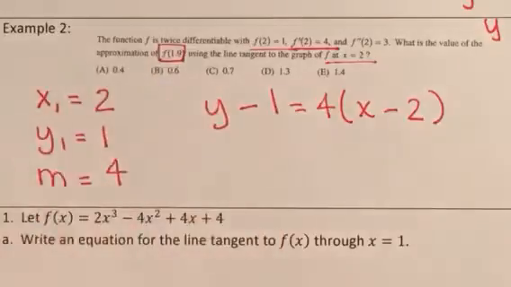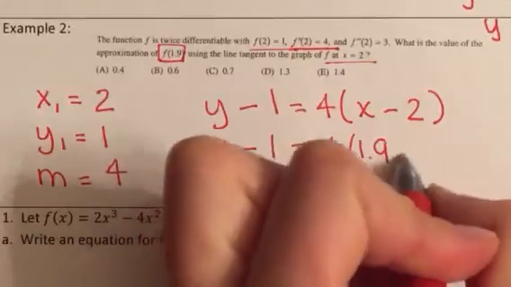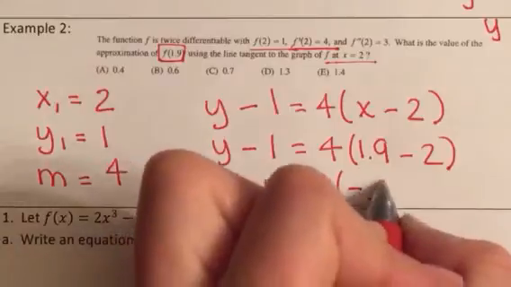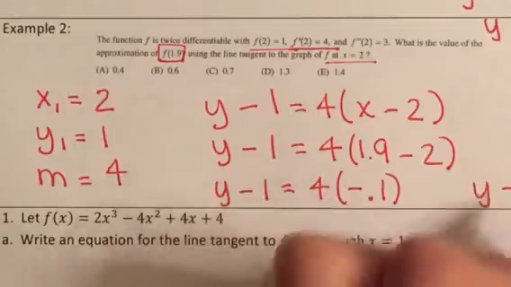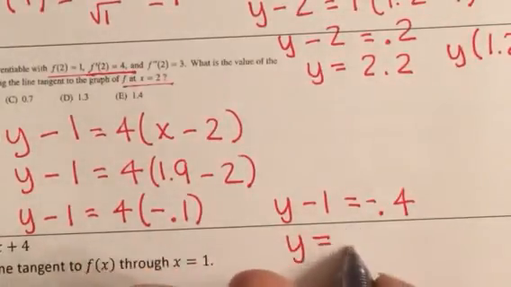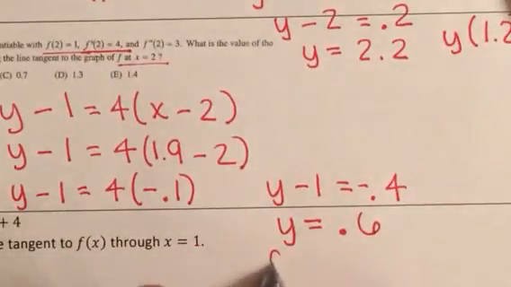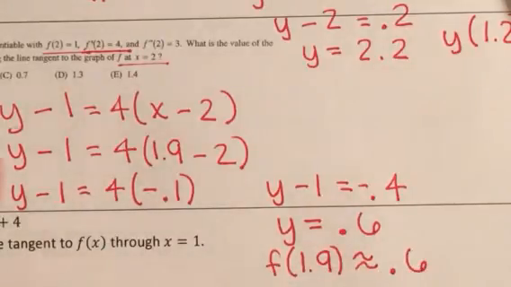So to use our line to approximate f of 1.9, we plug in 1.9 for x. Subtracting, that gives us 4 times negative 0.1. Multiplying here, we get negative 0.4. And then lastly, let's bring that 1 over and add it to the other side, and we're going to end up with 0.6. So again, what we just did is we approximated f of 1.9 to be 0.6 using our tangent line. Okay, so our answer to this is B.